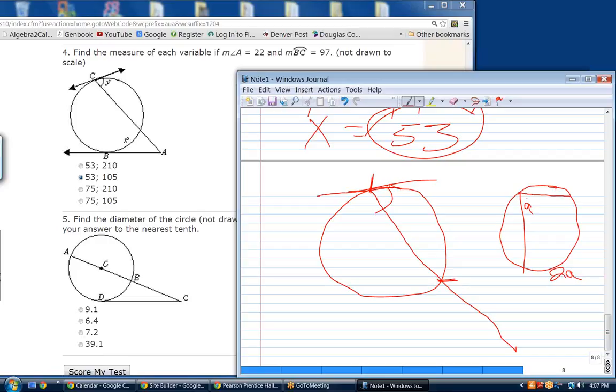Angle A still intercepts the arc 2A. I'm going to make that closer and closer, make it a tangent line like that. This angle A still intercepts the arc that's 2A from here to here. And I can figure that out as being 210 is the length of that arc. Therefore, that angle has to be half of that, 105.